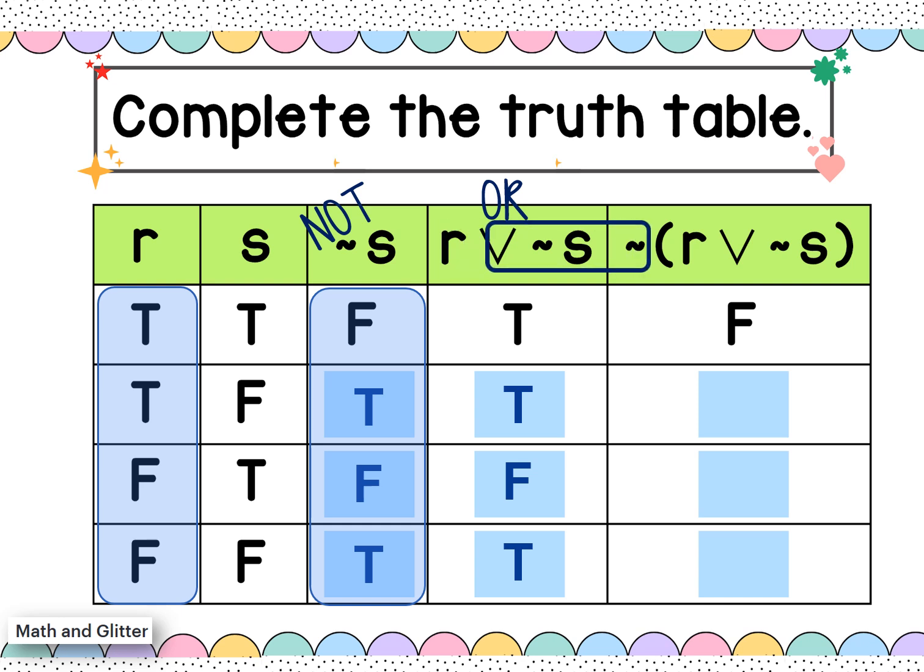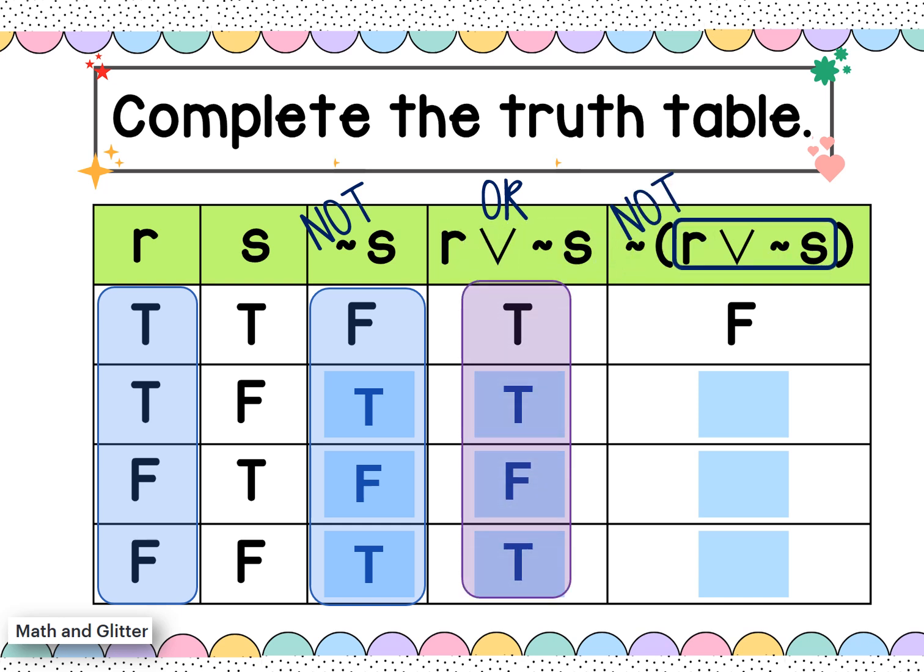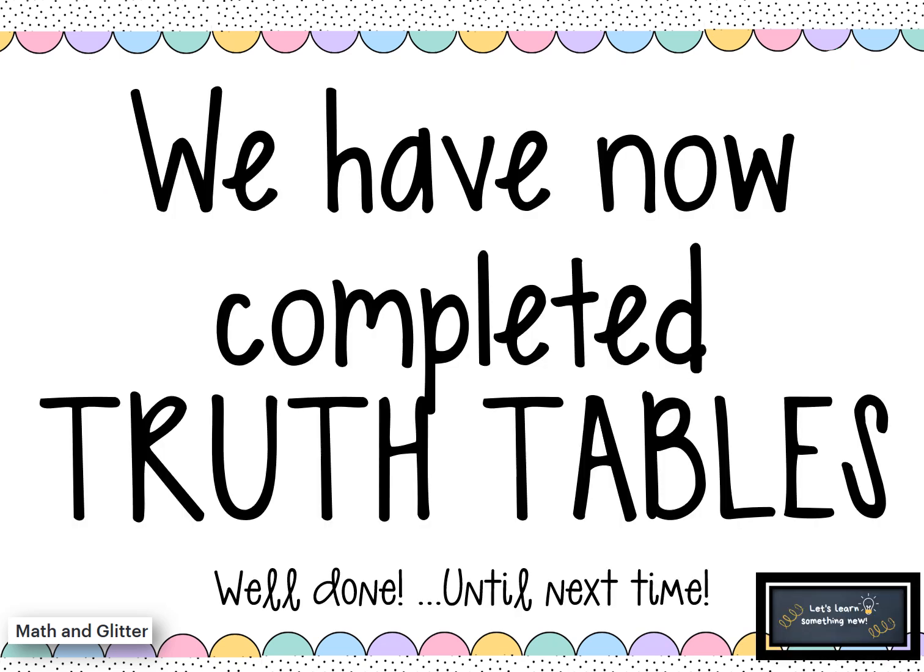We are taking this whole thing and negating it. So we're looking at the column in pink that we just got, and we're flipping the switch. If it's true, it becomes false. And if it's false, it becomes true. And we have now finished our truth table. We have completed the truth tables.